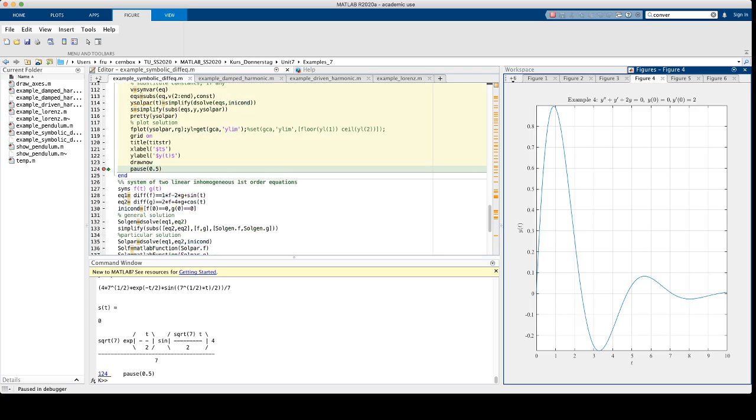So you see this particular solution in the command window and the graphical representation, the well-known curve of the damped oscillation in figure 4.